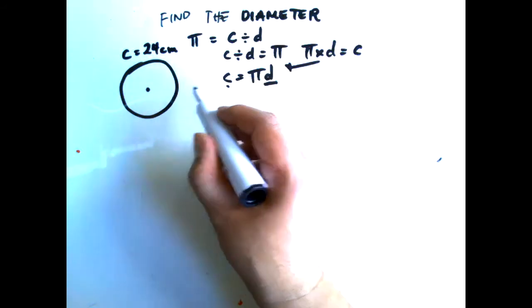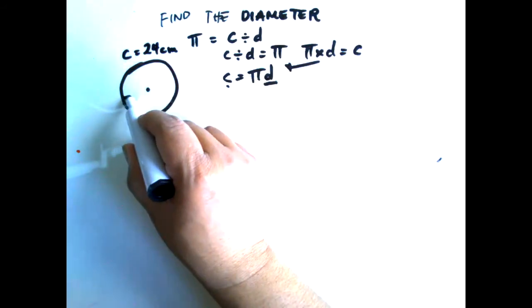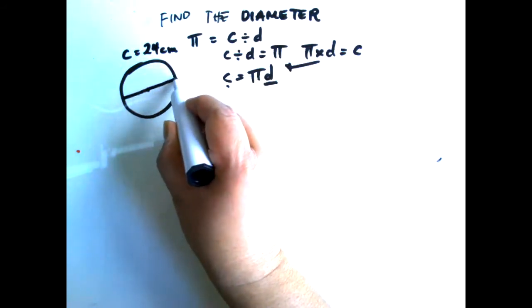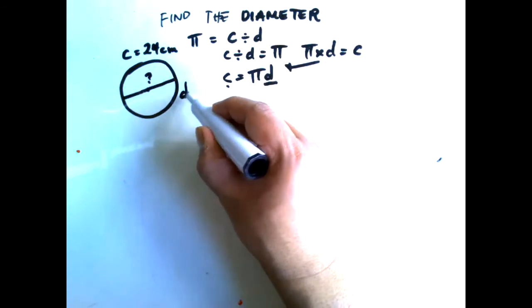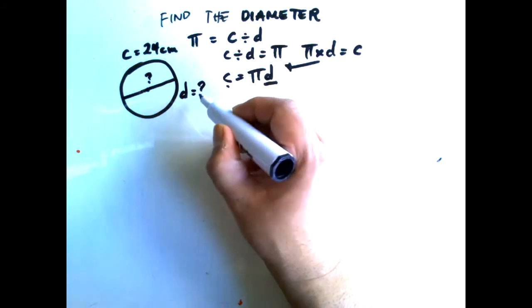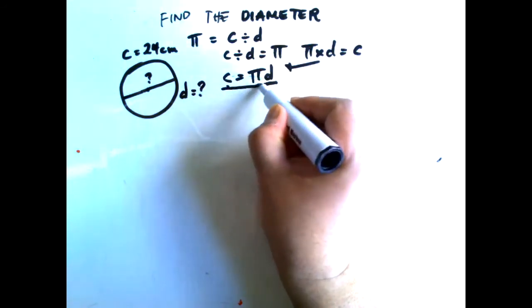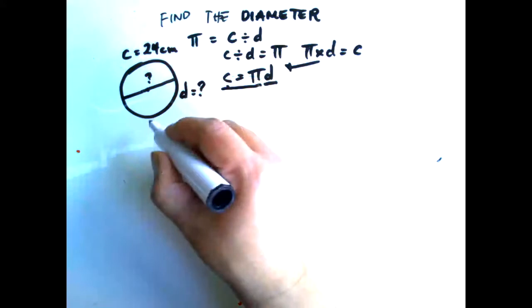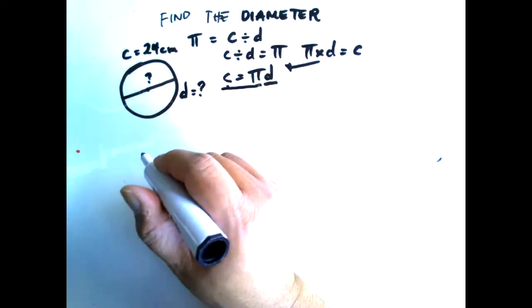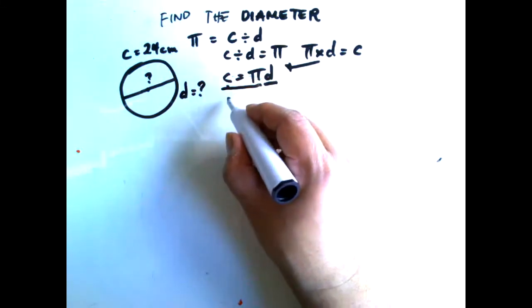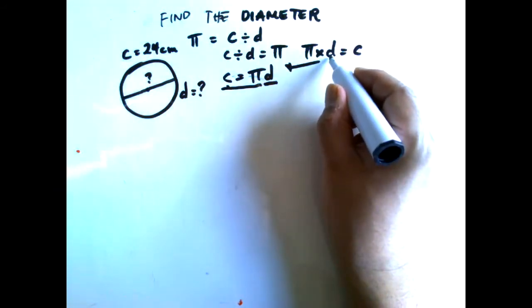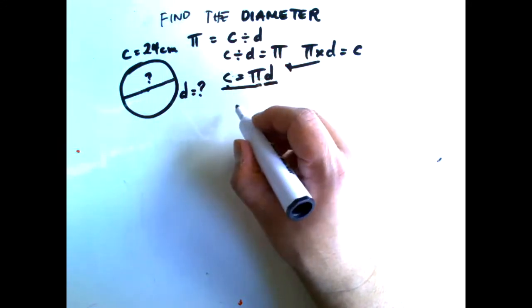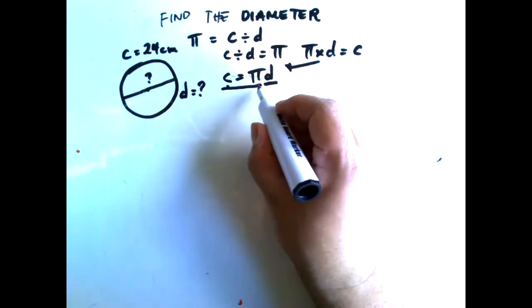And so how do we find the diameter? This length here. We don't know what the diameter is. So we look at this formula in here. How do we find the diameter?